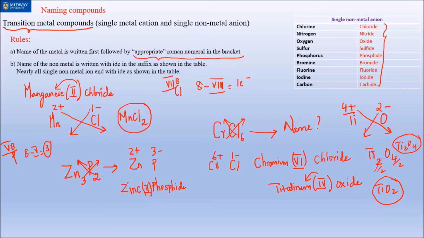All right. Now, this is how you deal with a transition metal compound, a single metal cation and a single non-metal anion. Okay, you should be able to go from the name to a compound, and from a compound to a name.